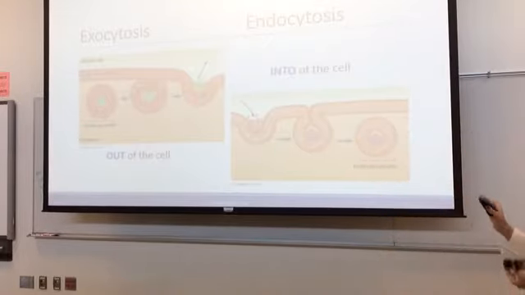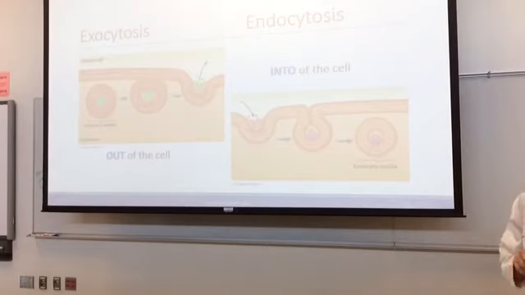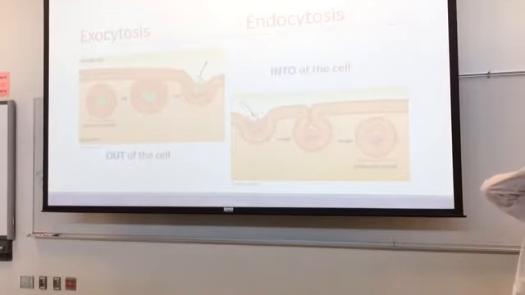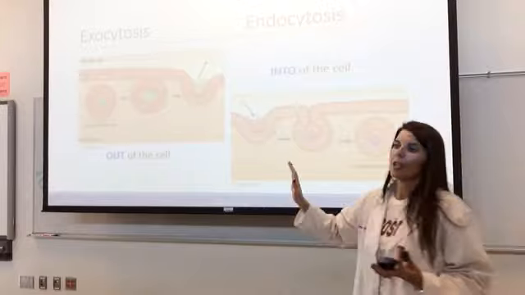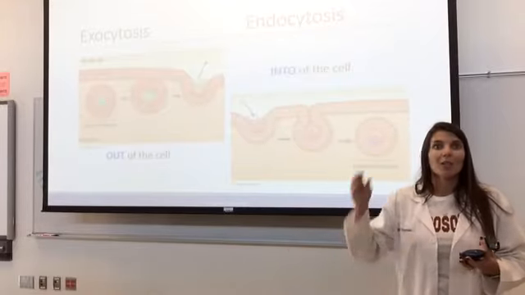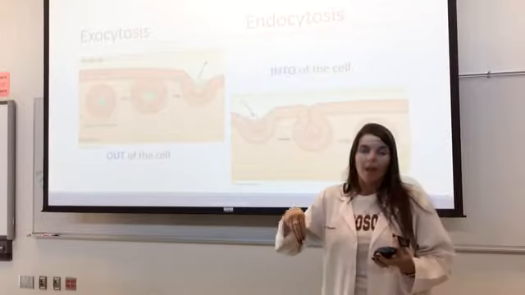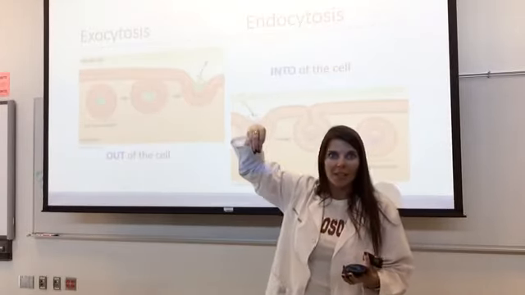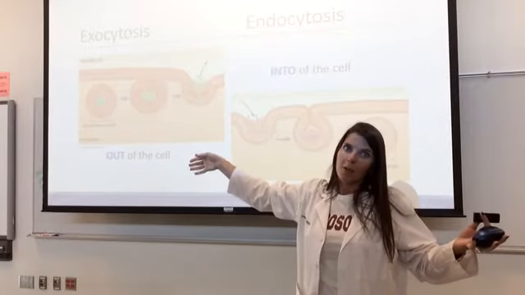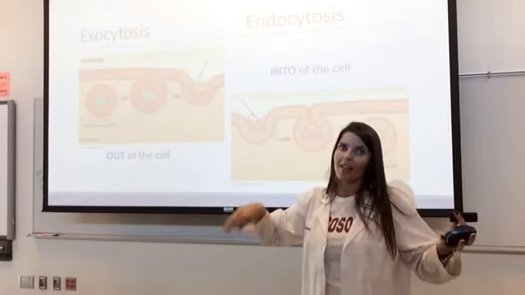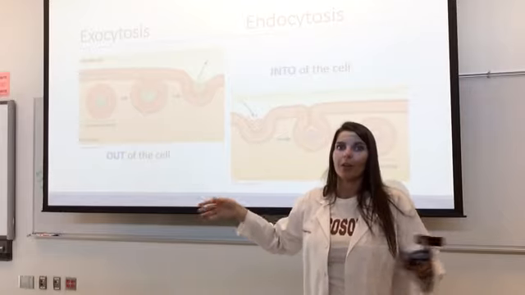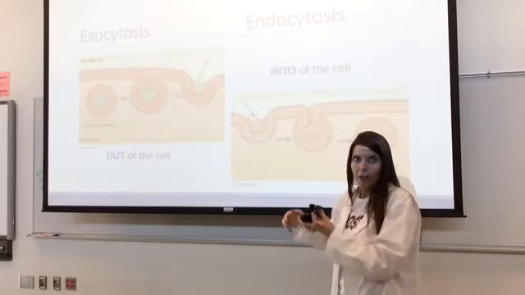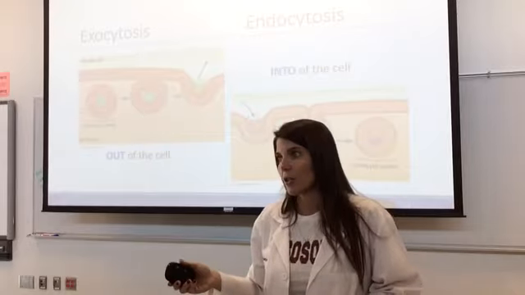Is there any question or clarification needed on exo or endocytosis? Yes, ma'am. So if it's going from one cell to another, is it in a vesicle? Great question. If it's going from one cell to the other, it is not in a vesicle. The vesicles will stay within the cell. So it will not allow that vesicle to just leave intact. It'll dump the contents, but the vesicle itself will stay within that cell. And then the next cell will create a vesicle for it to come in. Good question. Additional questions or clarification?